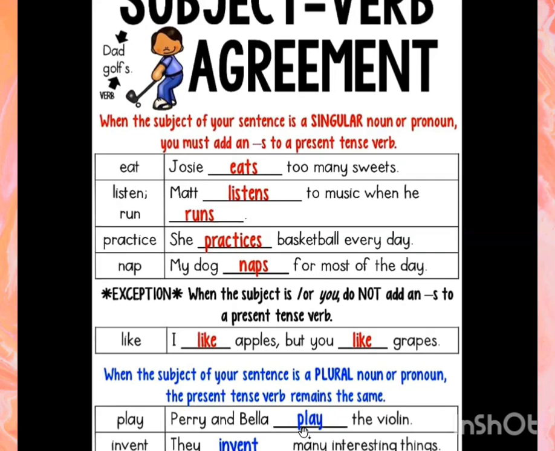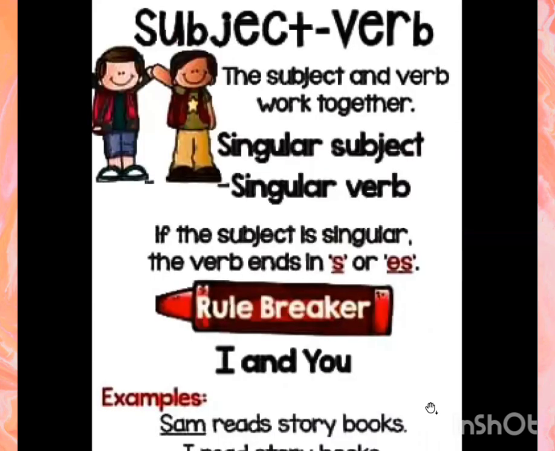Perry and Bella play the violin. They invent many interesting things. One more slide wherein you have the rule breaker. The subject and the verb, they work together hand in hand. Singular subject, singular verb. If the subject is singular, the verb ends in S or ES. And rule breaker are the pronouns I and you, which are used as the subjects.